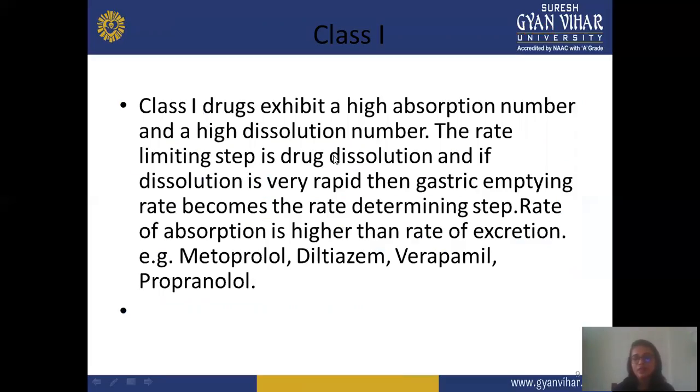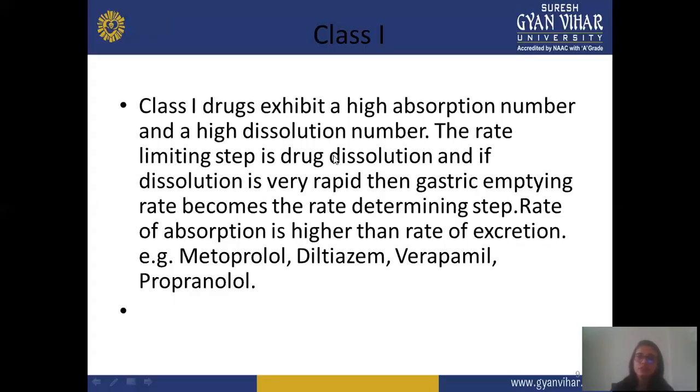Next, class 1, meaning high solubility and high permeability. Class 1 exhibits a high absorption number and high dissolution number. The rate limiting step is drug dissolution, and dissolution is very rapid compared to gastric emptying. Gastric emptying then becomes the rate determining step, and the rate of absorption is higher than the rate of excretion. Examples: metoprolol, diazepam, verapamil, and propranolol. These drugs show high solubility and high permeability.